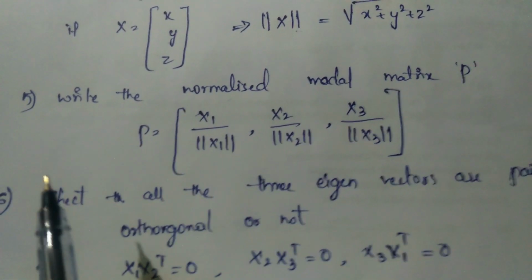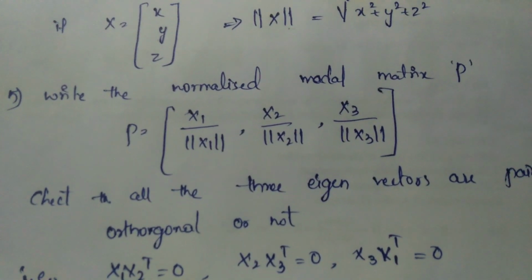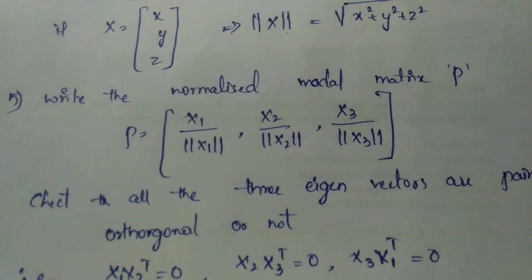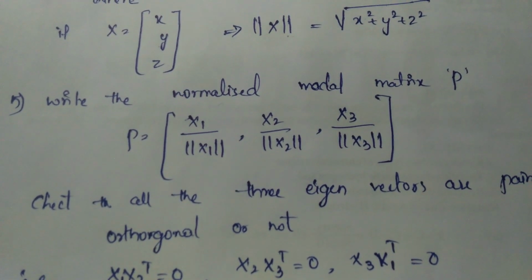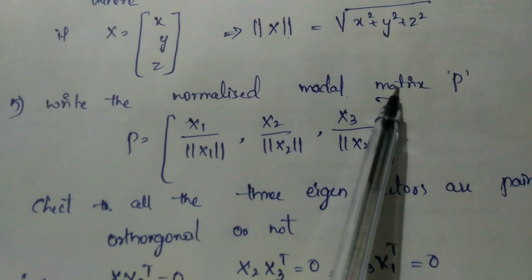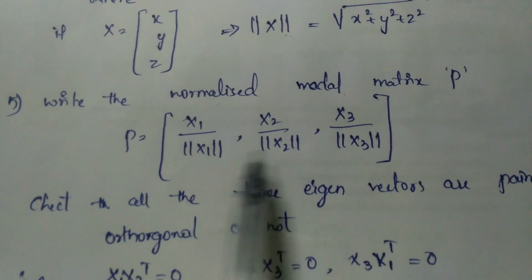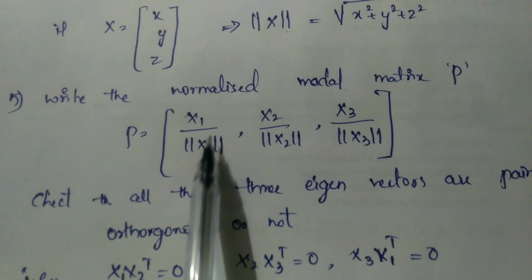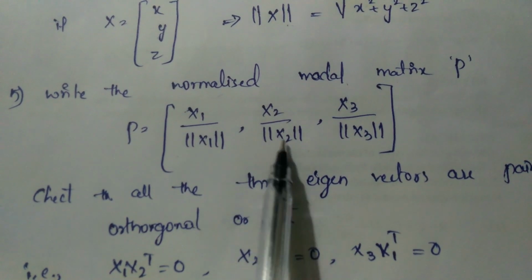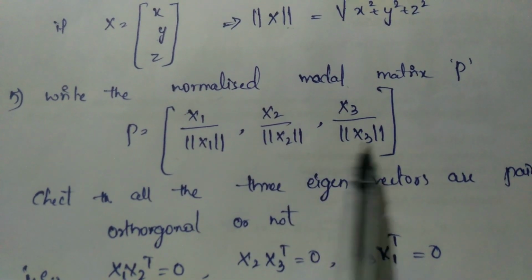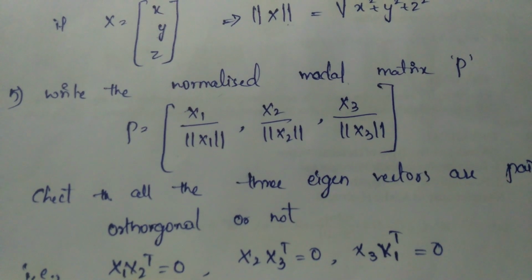In the model matrix P, we write only the eigenvectors, but the normalized model matrix is nothing but these normalized eigenvectors written in the form of a matrix, as x1 by norm x1, x2 by norm x2 and x3 by norm x3 column-wise.